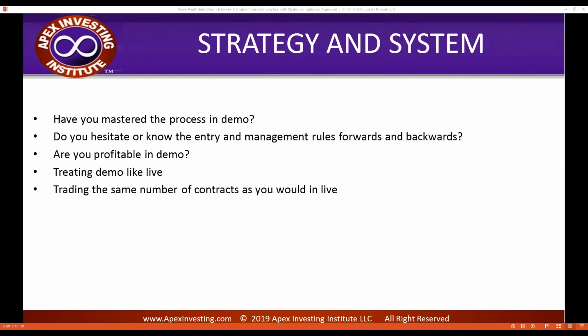If you're still doing that, then you need to stay in demo. You still need to stay in demo until you have your account or your system down to a T, where you're not questioning it every time.